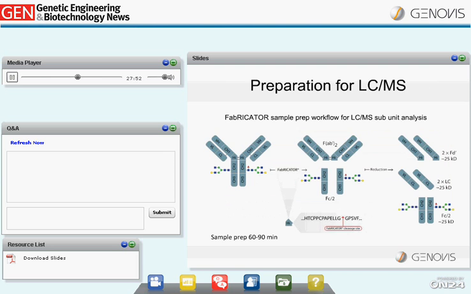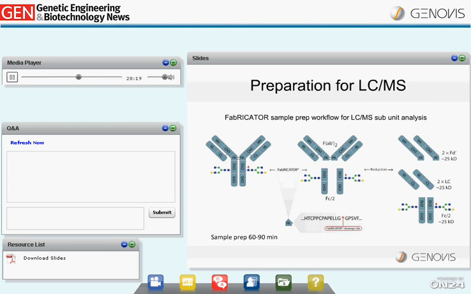The general workflow when using the FabRICATOR enzyme in liquid chromatography mass spectrometry applications starts with a 30-minute digestion of the antibody at 37 degrees. After digestion, the antibody is further reduced and denatured to obtain individual single-chain Fc, light chain, and Fd fragments. This requires reduction using either DTT or TCEP.